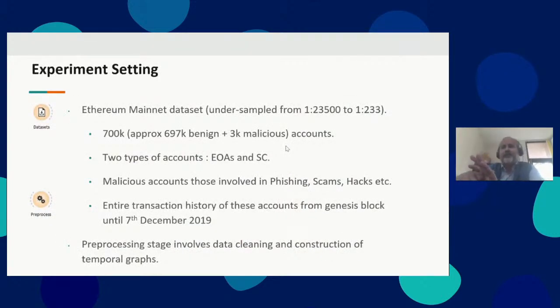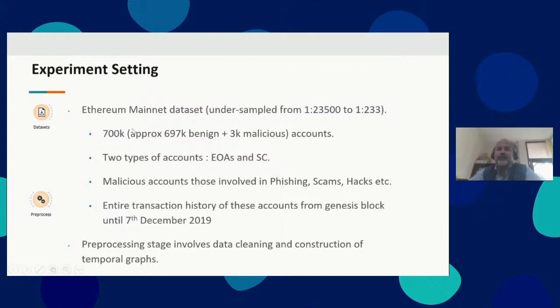Now, where did we collect the data from? So we went to Ethereum mainnet, and then, of course, the number of accounts that have been marked malicious. I'm talking in the context of supervised learning. So we found about 3,000 malicious accounts, whereas there are a huge number of non-malicious accounts. So we have to do undersampling. Whereas the regular ratio of malicious versus non-malicious accounts was 1:23,500, we undersampled so that it is 1:233, because otherwise with an unbalanced data set, it's difficult to get good results, to get generalizable machine learning.